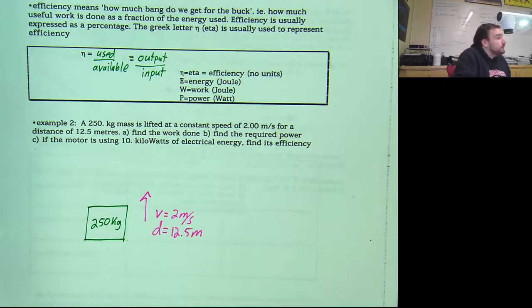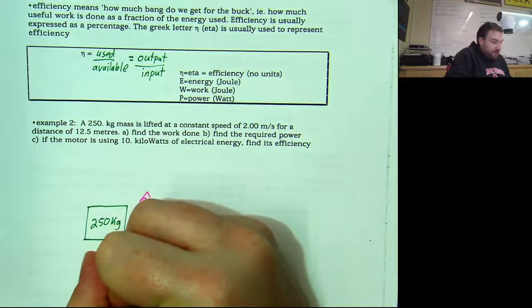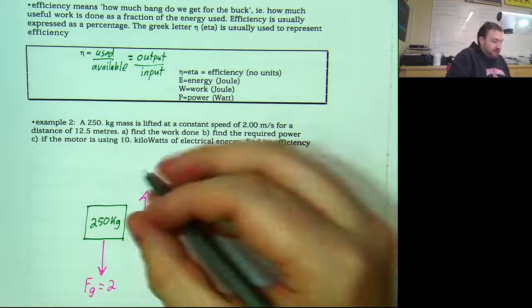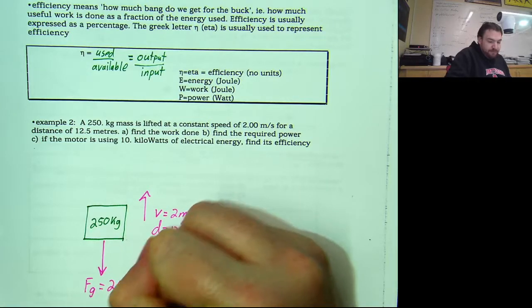We know we need forces for this, so we have the force of gravity acting on this thing. So Fg equals mg. I'll give you the value of that: 250 times 9.8, that's 2,450 newtons.